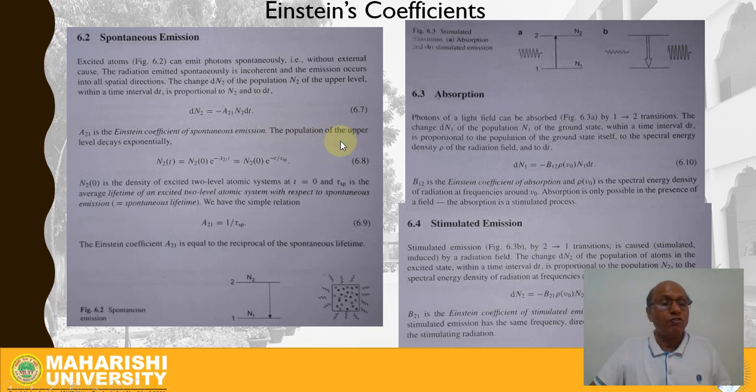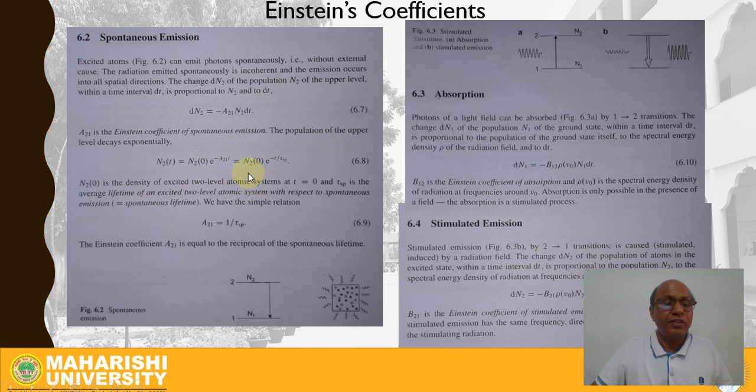Now the population of the upper level, level 2, decays exponentially, and this we can define as N2 at time t is equal to N20. That means before the start of spontaneous emission, whatever population density was there, N20, into exponential minus A21 into t, and this is further defined as N20 e to the power minus t upon tau sp. Now this tau sp is the spontaneous lifetime.